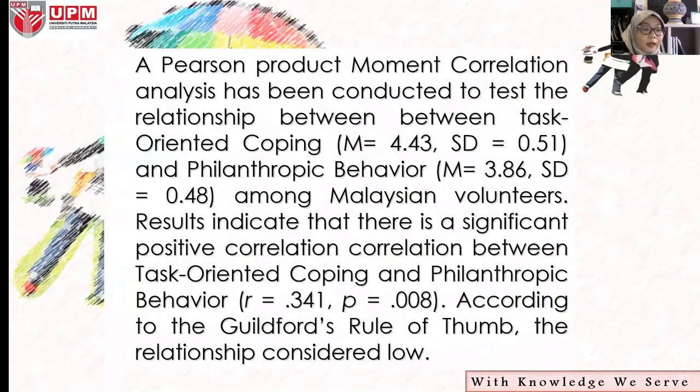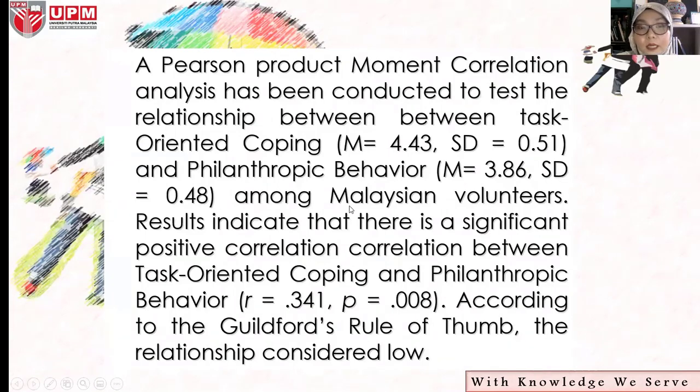So this is how to report or how to interpret your findings. A Pearson product moment correlation analysis has been conducted to test the relationship between task-oriented coping, which is mean equals to 4.43, standard deviation equals to 0.51. So yang ni wajib, this is compulsory, to report mean and standard deviation. And philanthropic behavior, mean equals to 3.86 and standard deviation 0.48.